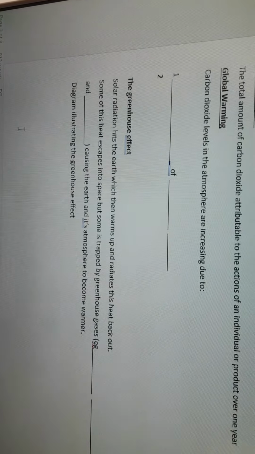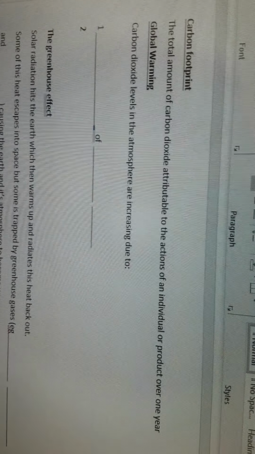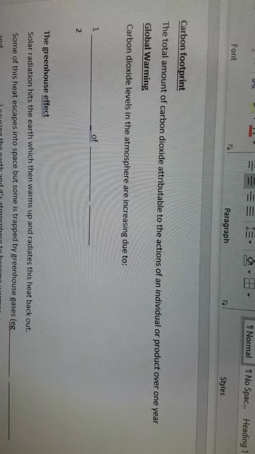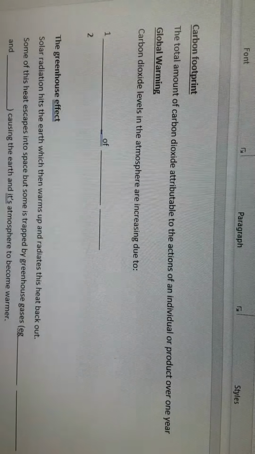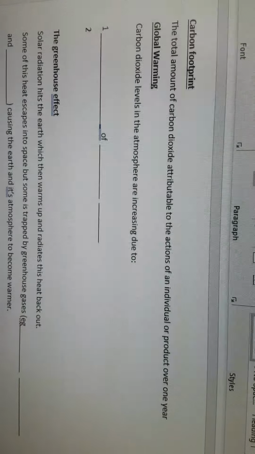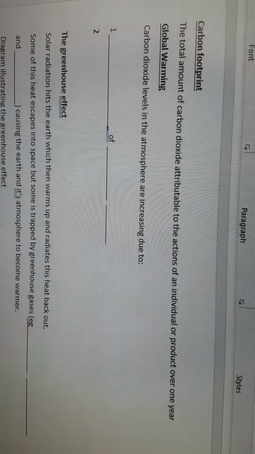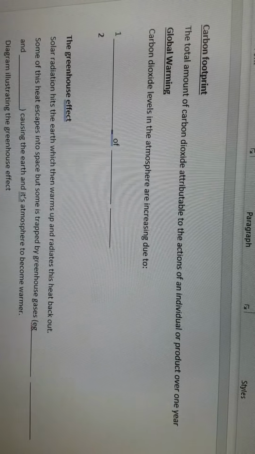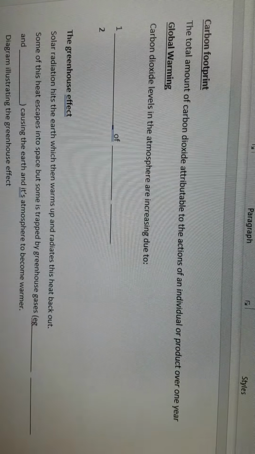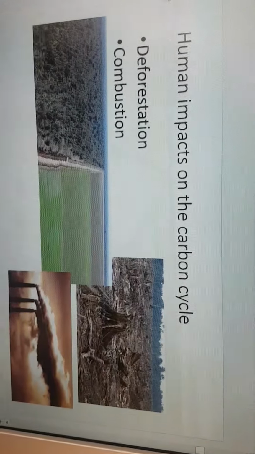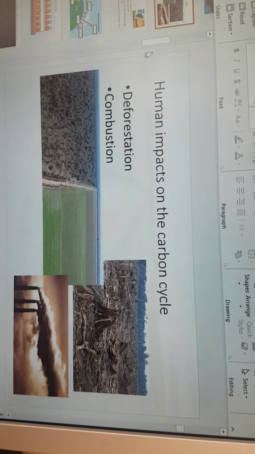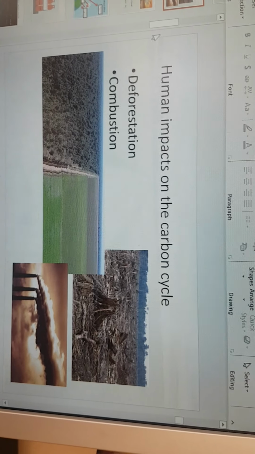Right, just to finish off, you need to complete a couple more bits on the notes sheet. There's this bit here about carbon dioxide levels increasing due to, obviously, the number 1 is combustion of fossil fuels. Second one is deforestation, although it's not quite as clear cut as some people think. Do put deforestation on the note sheet. Yeah, deforestation is not a good thing. Fully agree.